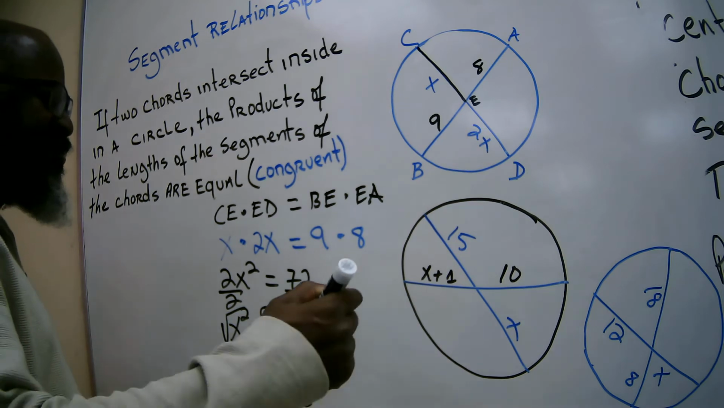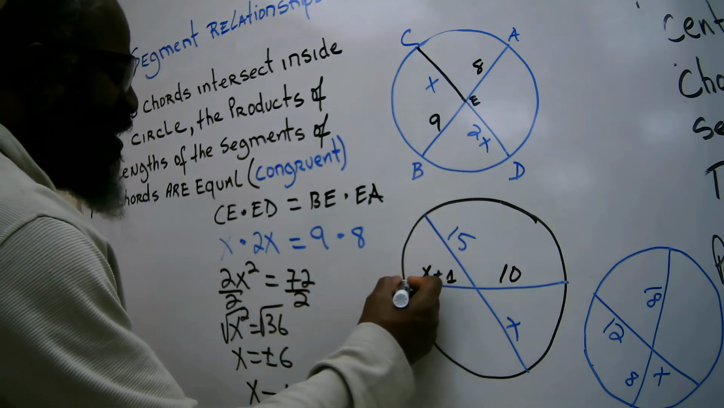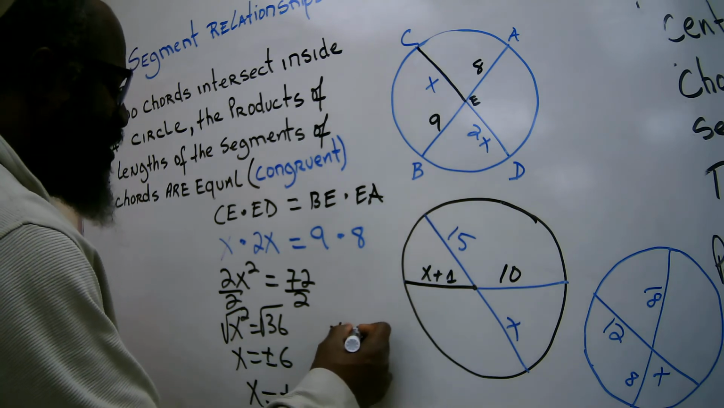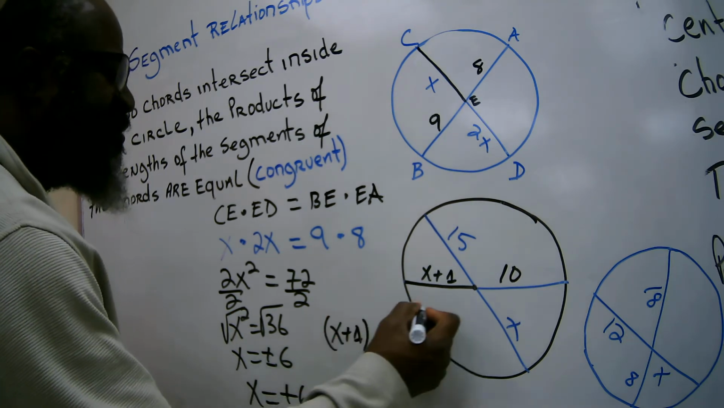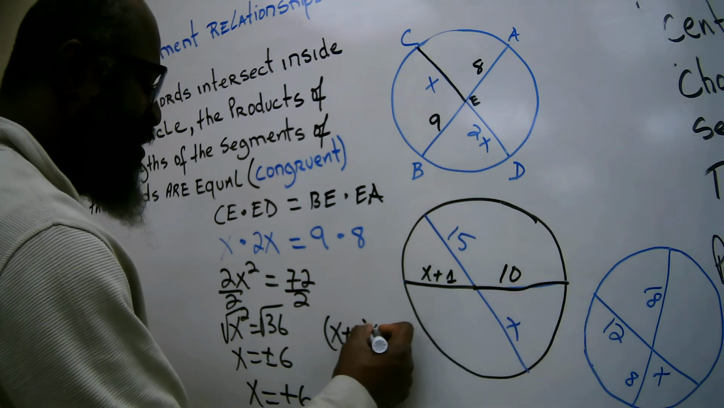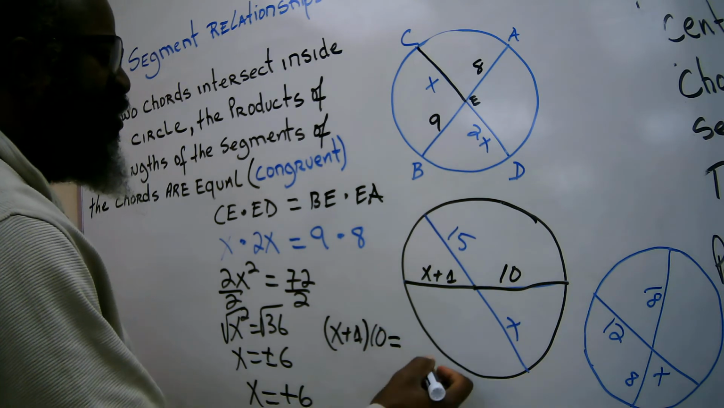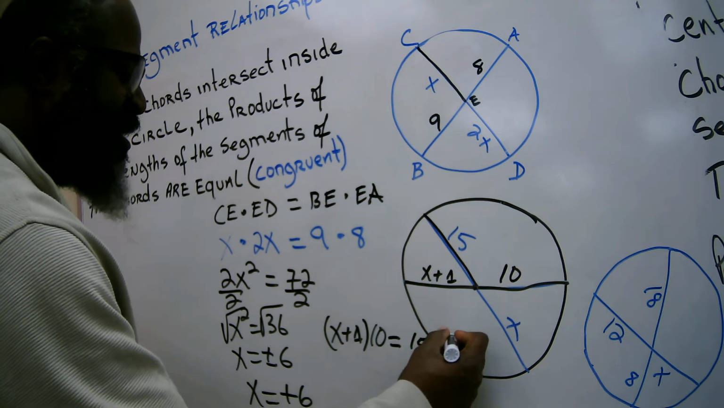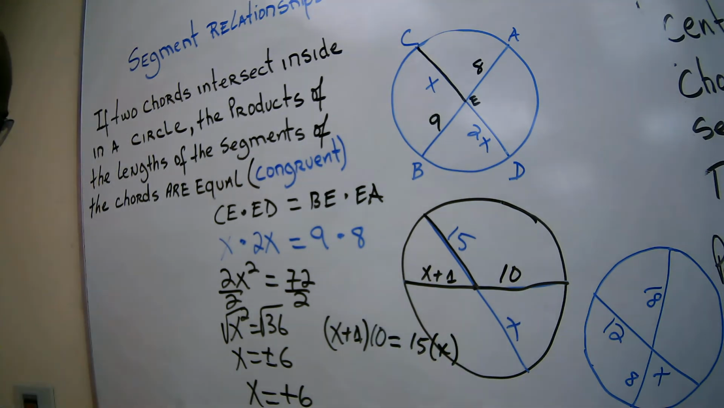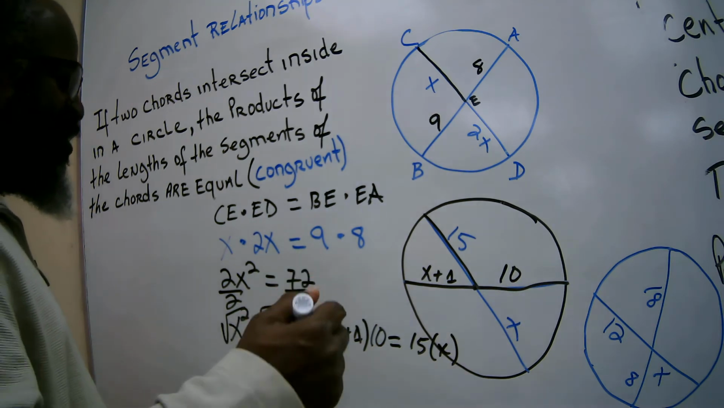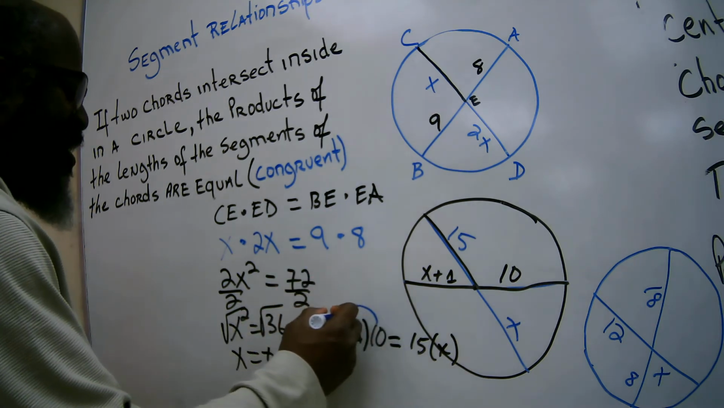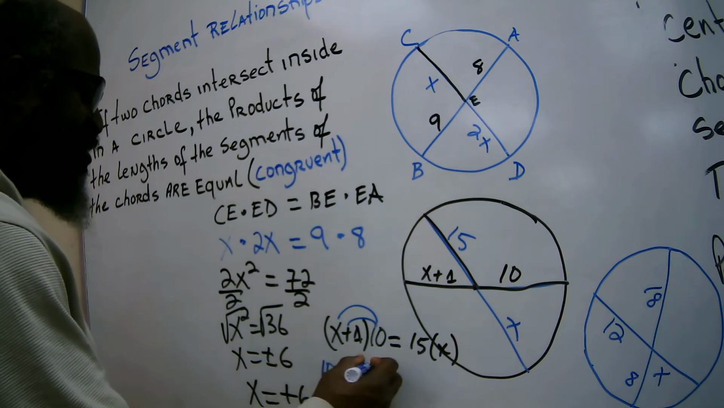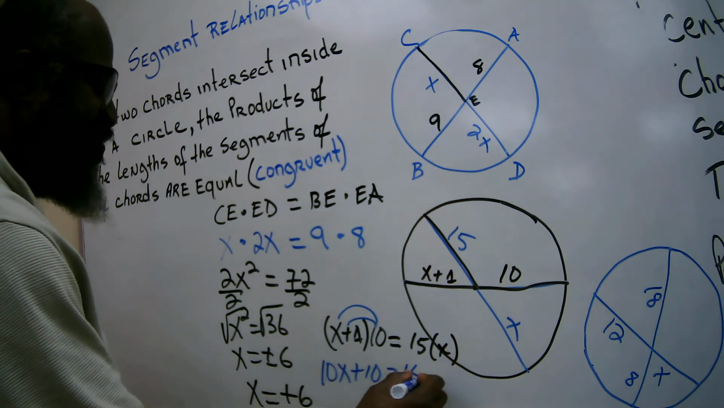In this case, for this problem, we can say that this distance is X plus 1 times this distance, which is 10, should equal to this distance, which is 15 times X. That would be your model equation. In this case, we need to solve for it. In order to solve for that, you have to do distributive property. That will give you 10x plus 10 is equal to 15x.